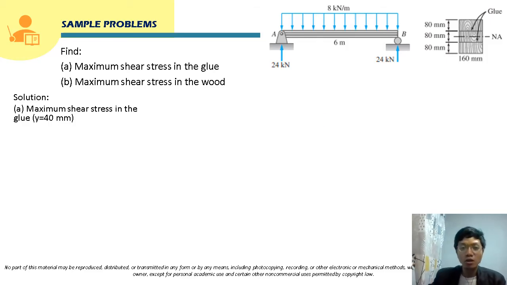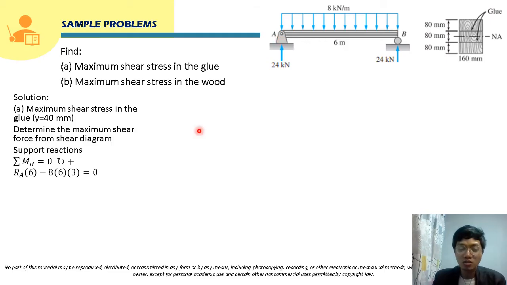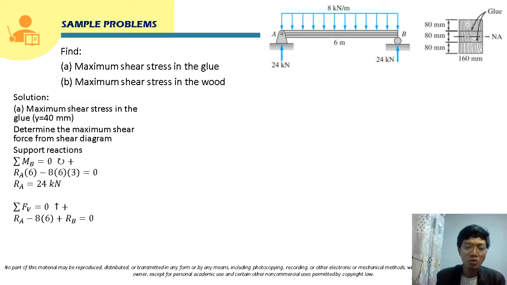So we first need to solve for the reaction forces here. In this case, the values of the reactions at A and B are already shown. But if you are going to solve it, we can take moment at B and solve for the reaction at A. It will be R sub A times 6 minus 8 times 6 times 3 is equal to 0. Solving for the reaction at A, that will be 24 kilonewton. Then we can sum up vertical forces to solve for the reaction at B: R sub A minus 8 times 6 plus R sub B is equal to 0. Our R sub A is 24, so our R sub B is 24 kilonewton. So those are the reactions.